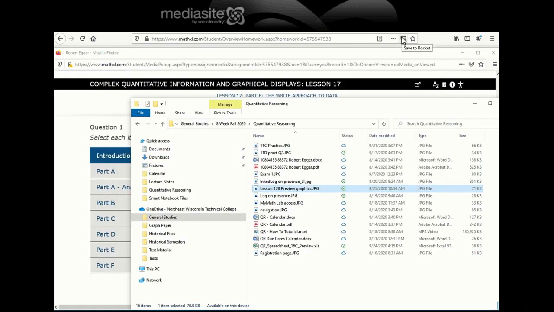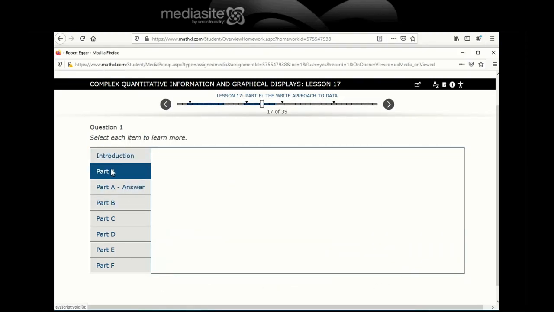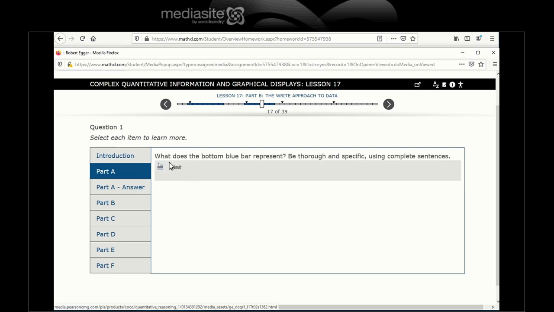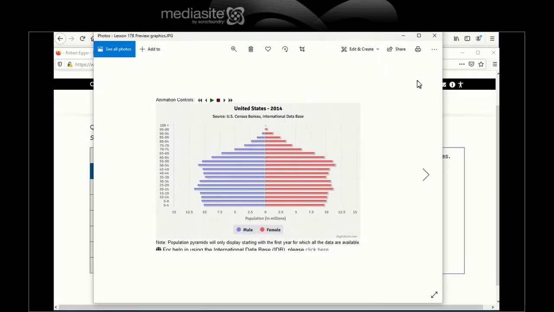All right, what do we got here? Oh, let's look at questions. Part A. What does the bottom blue bar represent? Be thorough and specific using complete sentences. Okay. Bottom blue bar. Okay.